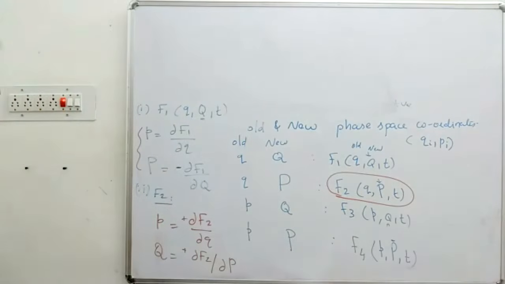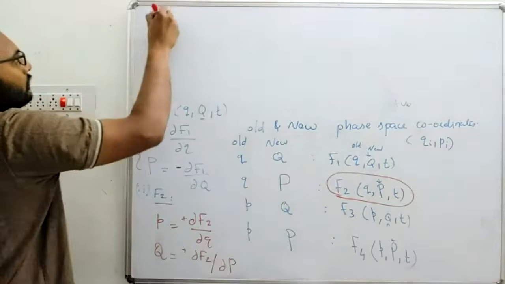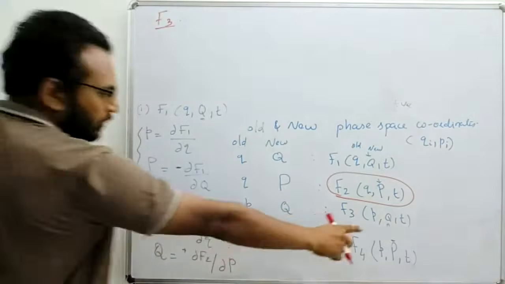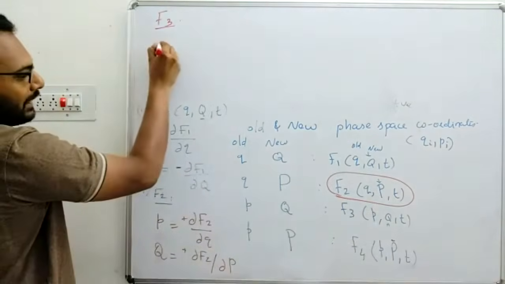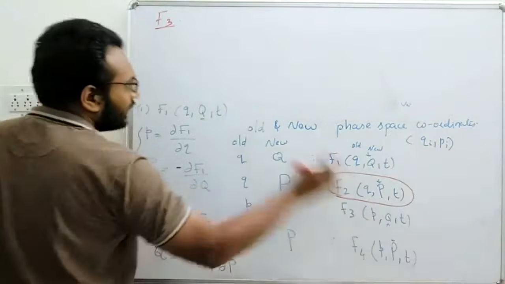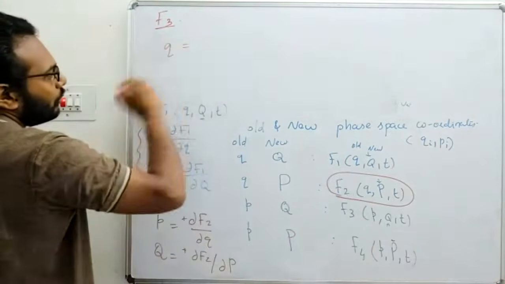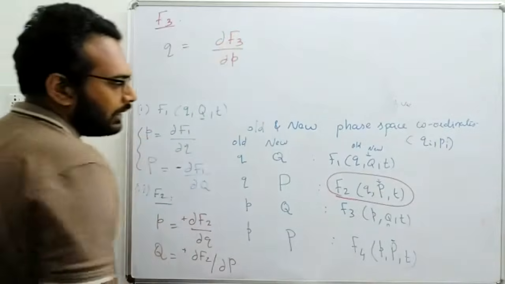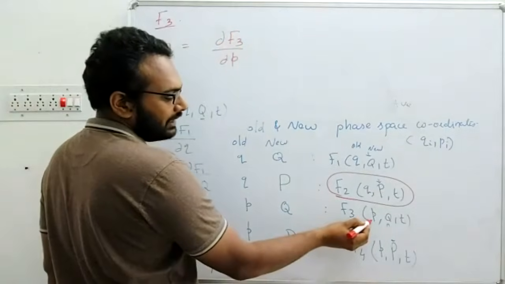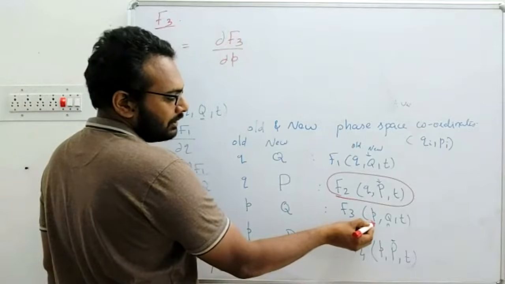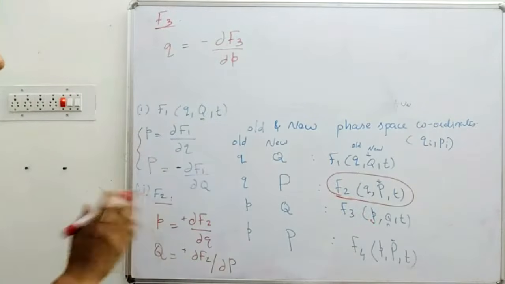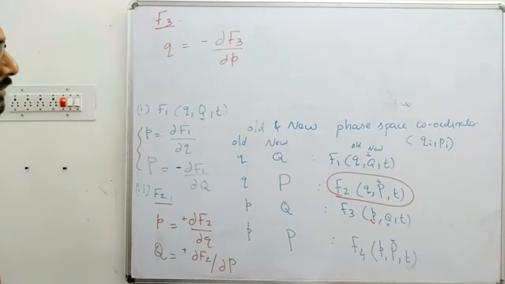All right. Now let's look at F3. If you look at F3, we have got P inside. So since we have P here, what we get is a relation for small q. That is dou F3 by dou P. You see that P has come in the first position here, right? So you have a minus sign. This is a way to remember that. So there is nothing really serious about it. But this is helpful in doing problems.